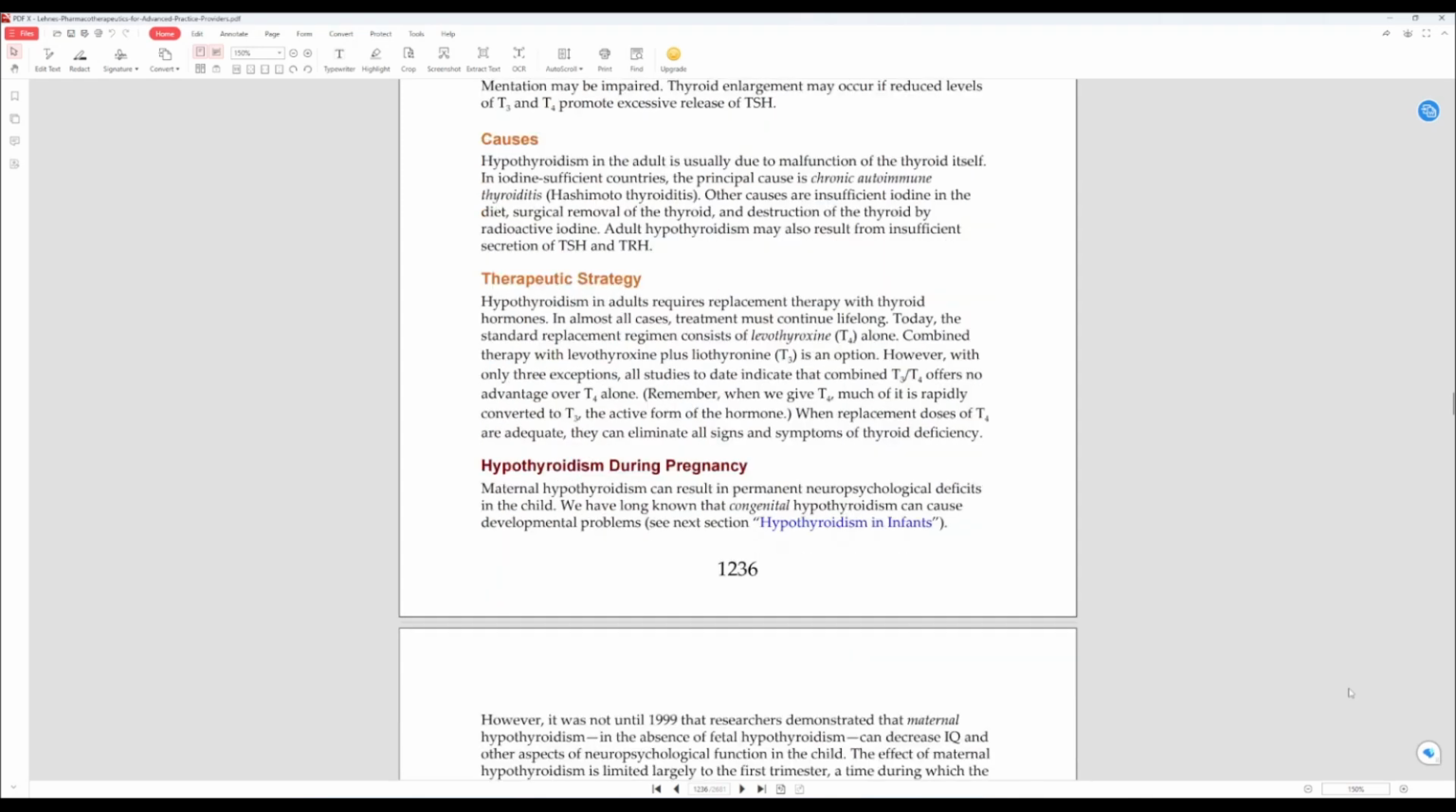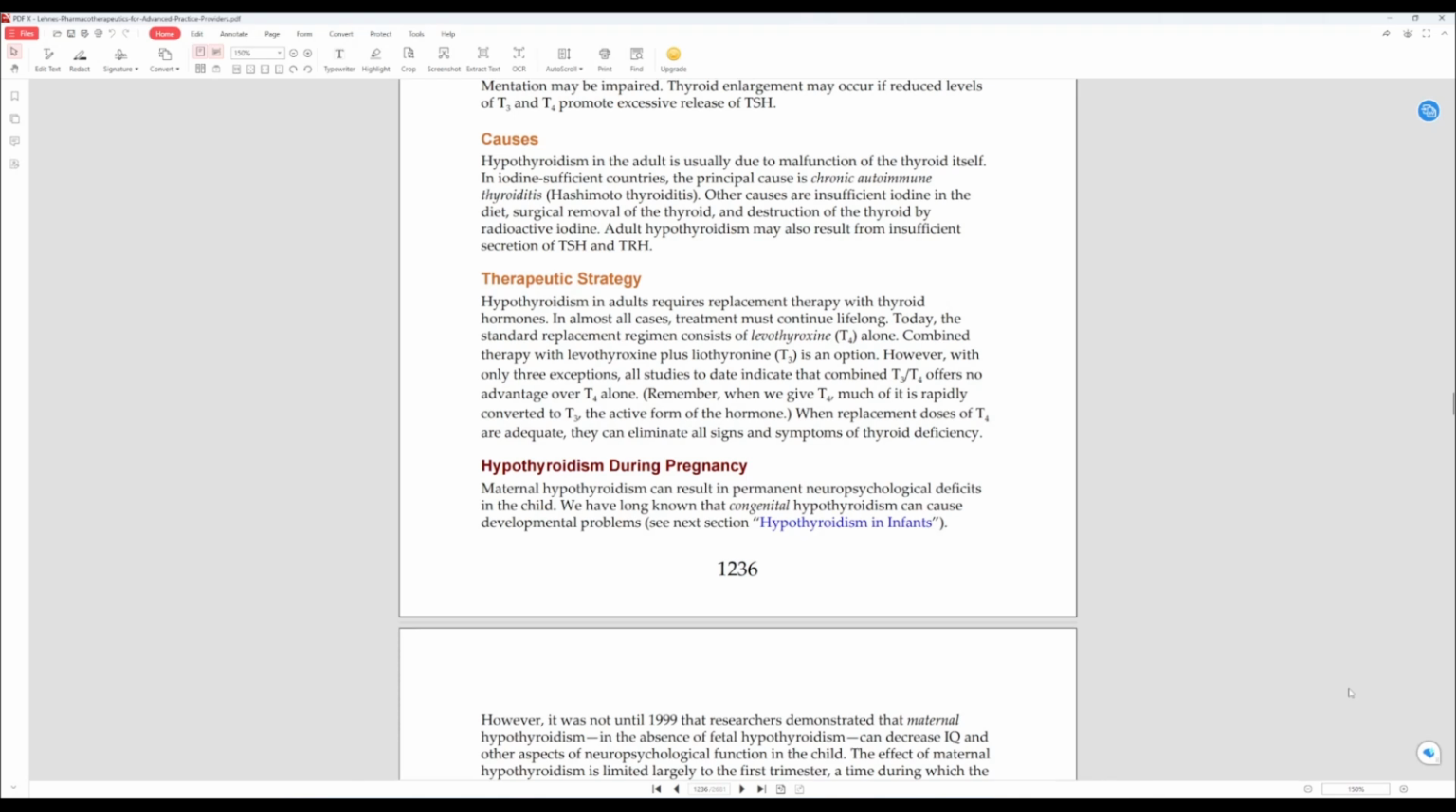So, what would cause this? Well, in hypothyroidism in the adult, it's usually due to a malfunction of the thyroid itself. In iodine sufficient countries, the principal cause is chronic autoimmune thyroiditis, also known as Hashimoto thyroiditis. Other causes are insufficient iodine in the diet, surgical removal of the thyroid, and the destruction of the thyroid by radioactive iodine.